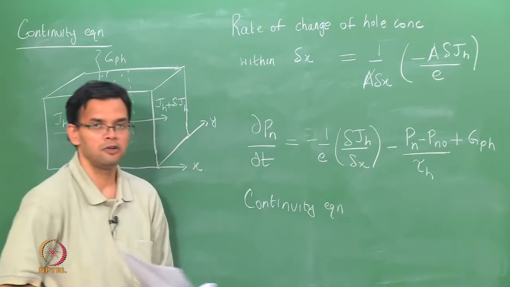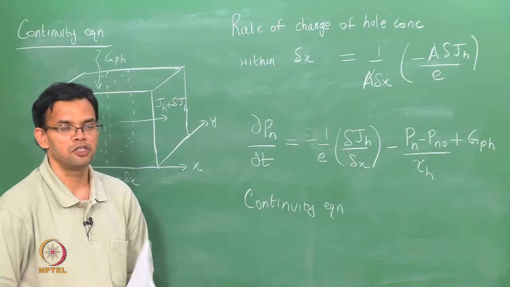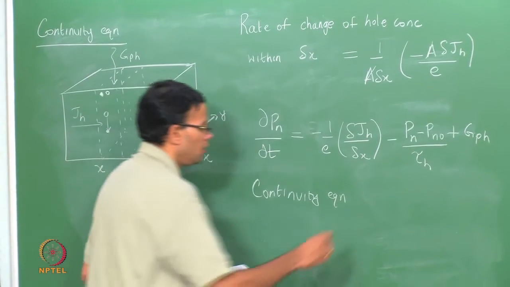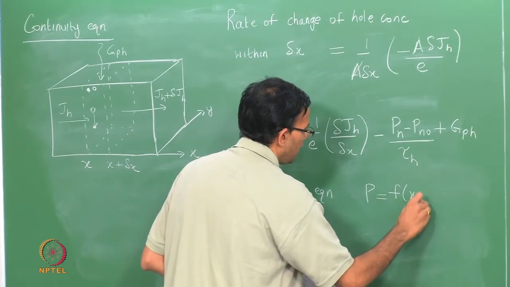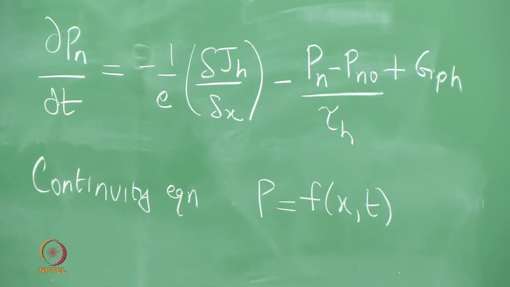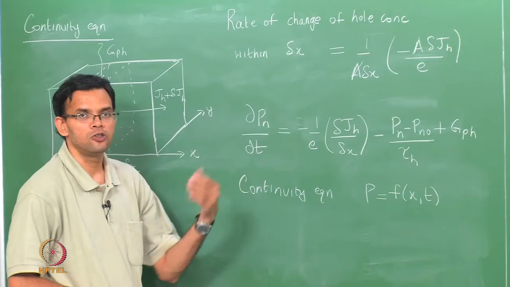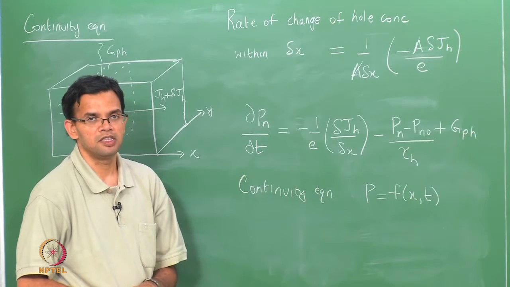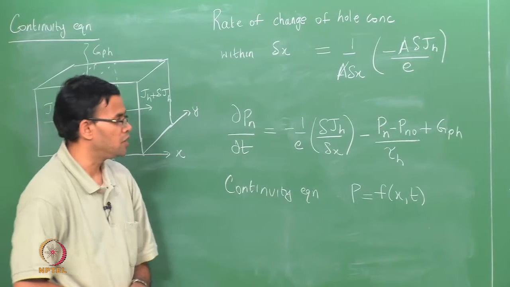So, it is similar to a diffusion equation that you will write in the case of diffusion of elements within, say, a metal or an alloy. In this particular case, P is a function of both x and time, so that the concentration of holes changes with time because you have generation and recombination, and it also changes with distance because you have some flux within the material. So, the continuity equation is a generalized equation.